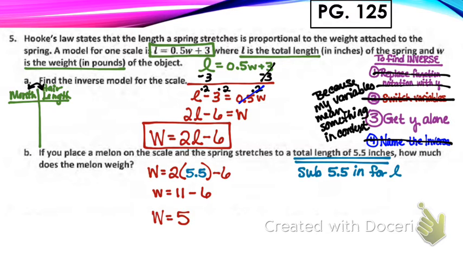5 what? This is a story problem, and W has meaning. What does W mean again? Weight. How are we measuring the weight? In pounds. So 5 pounds.